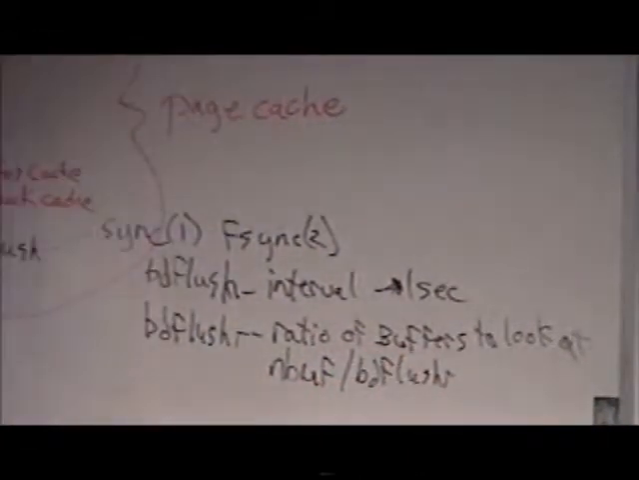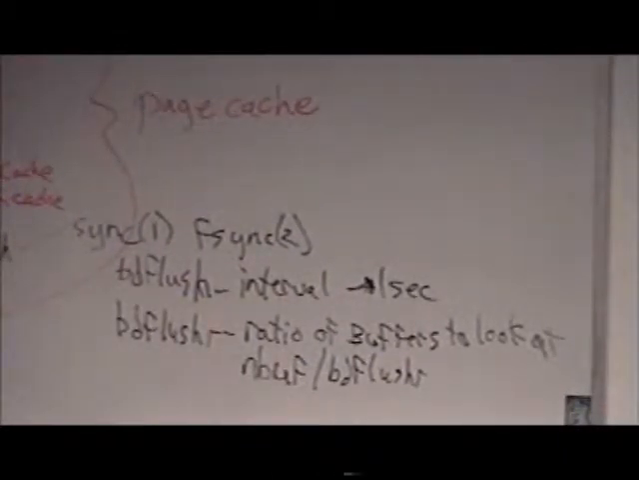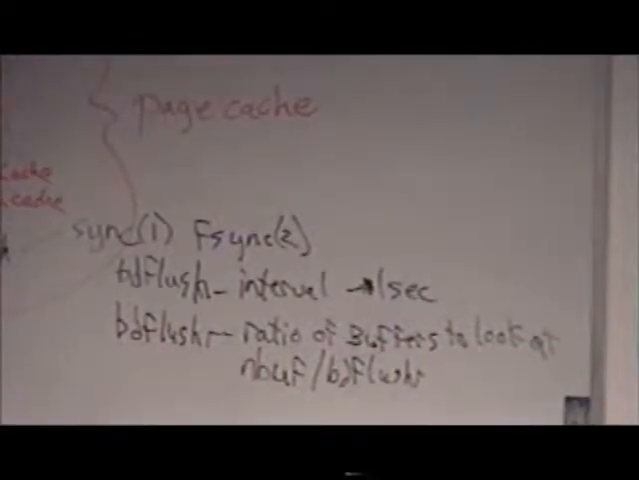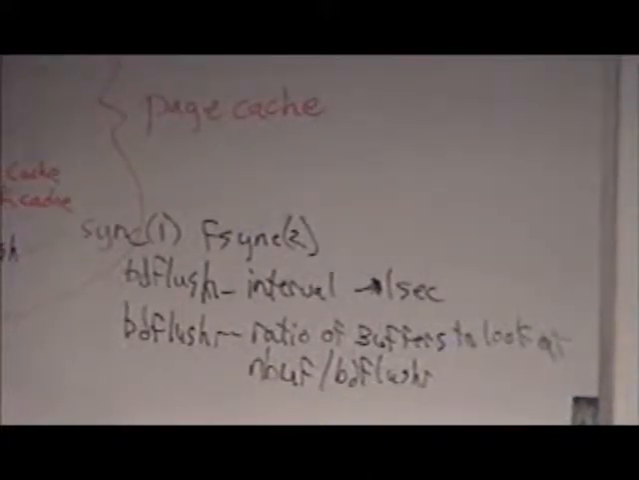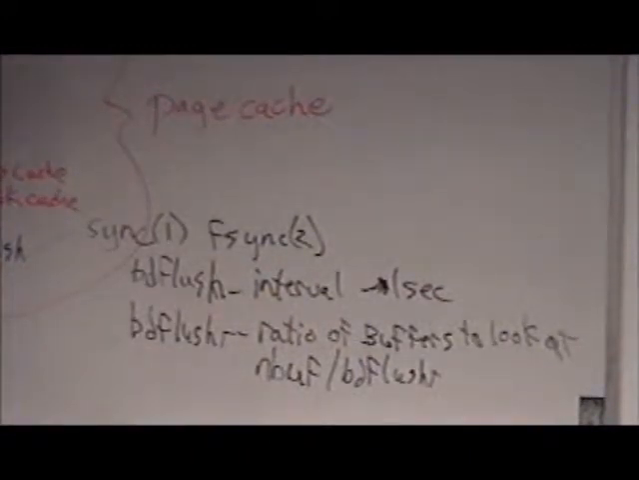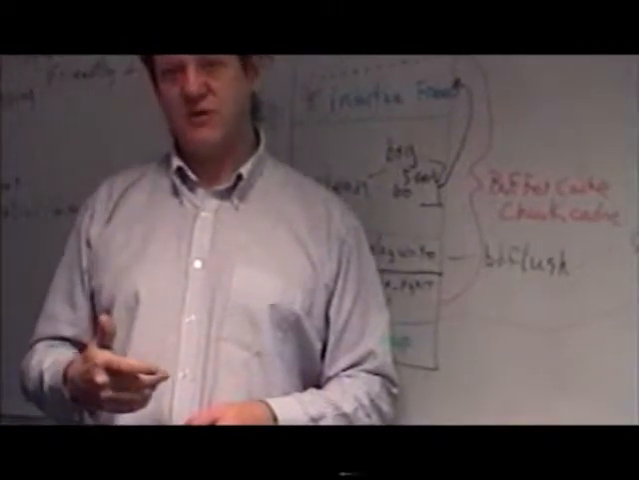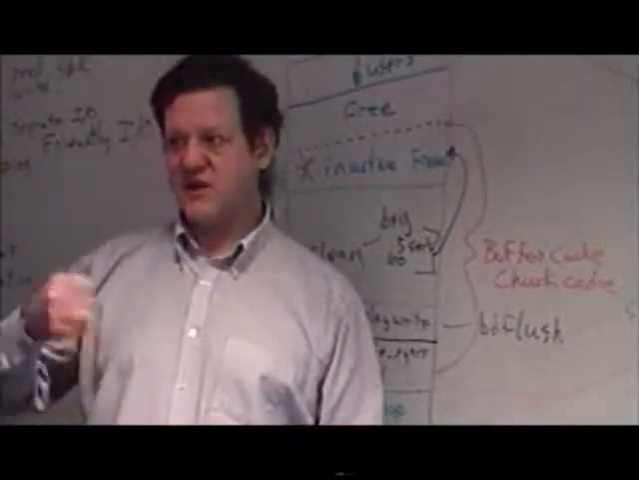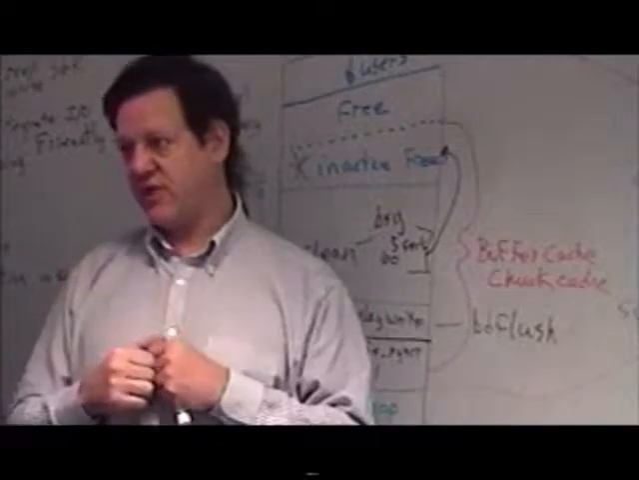That says how many of these buffers do I look at? Because I don't want to look at them all at once. So if bdflushr is set to 1, how many buffers do I look at? All of them. Okay. As I make bdflushr larger, I'm looking at fewer buffers and therefore trickle syncing more. So as bdflushr is getting larger, I'm going more and more trickle sync.